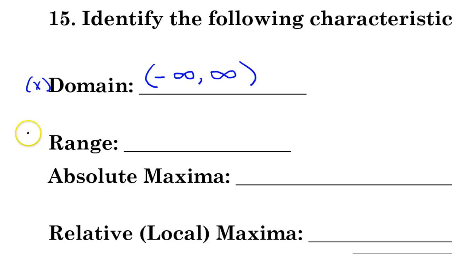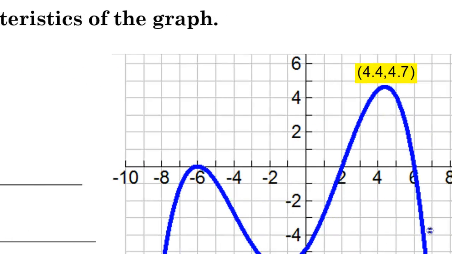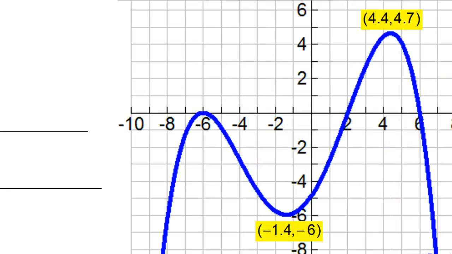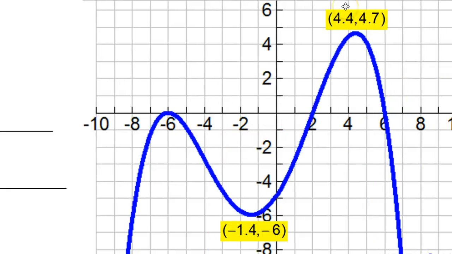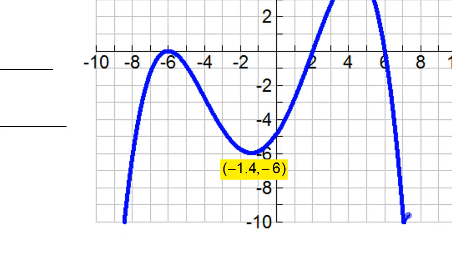Now the range is the y values of a function. So for the range, we're looking at how far does this graph go from bottom to top. Alright, in that order. Not top to bottom, bottom to top. Now this graph goes down forever. Even though I didn't draw arrows on here, it still means down forever. So that's negative infinity down here.